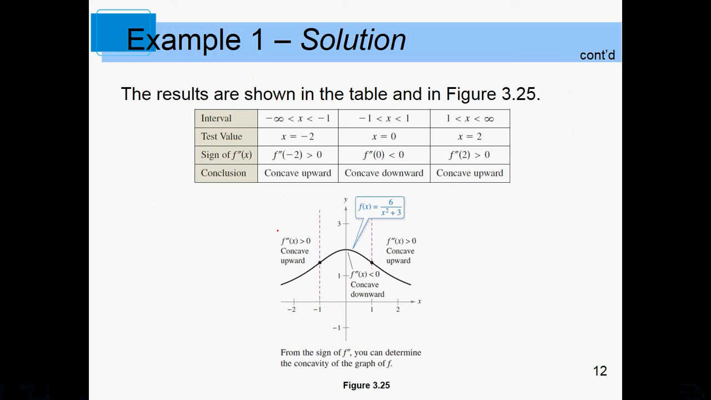This is the graph of 6 over x squared plus 3. So from here, we're concave up because it's like a bowl. Here to here, it's like an upside down bowl, so it's concave down. Here it switches over to being like a regular bowl, so on that interval it's concave up. You can't see what's going on, it looks like this. We don't know what it's doing over there, but we do know that it's going to be concave up on this entire interval. Okay.